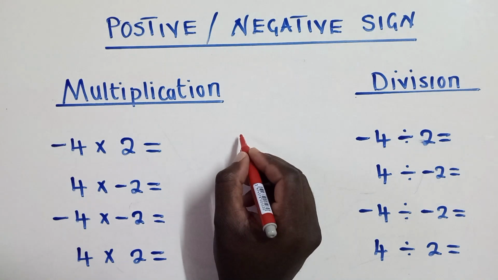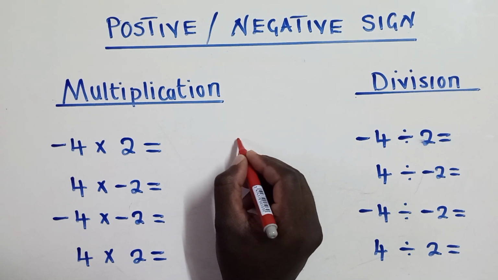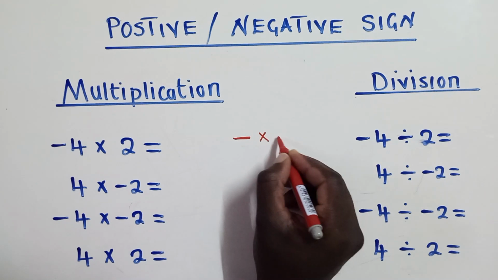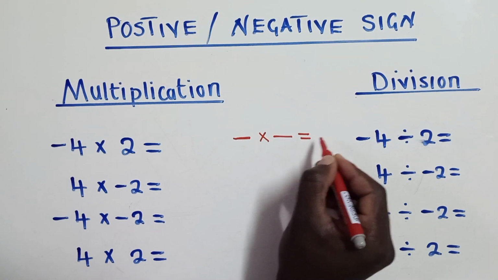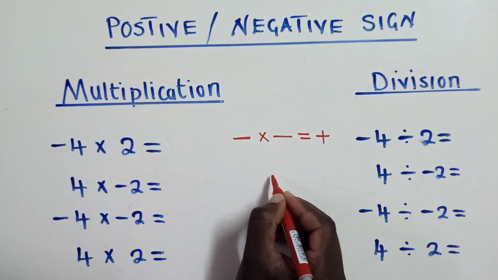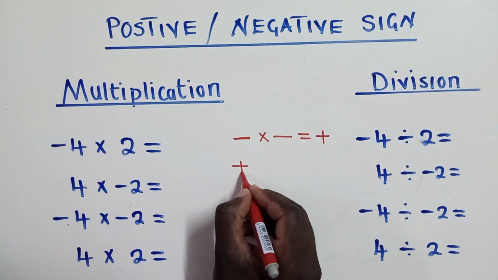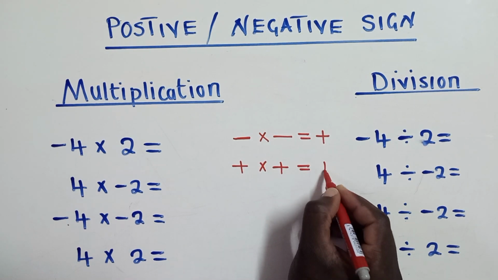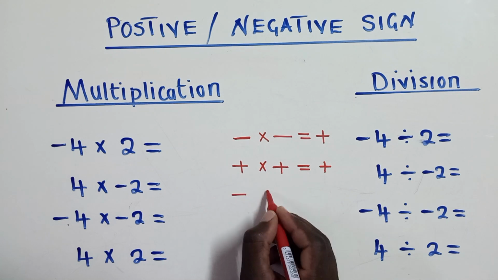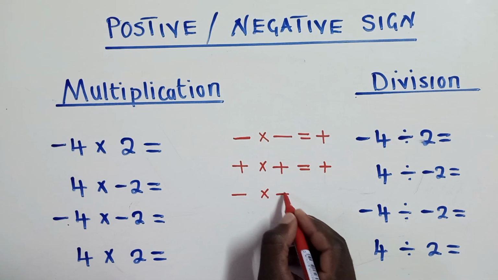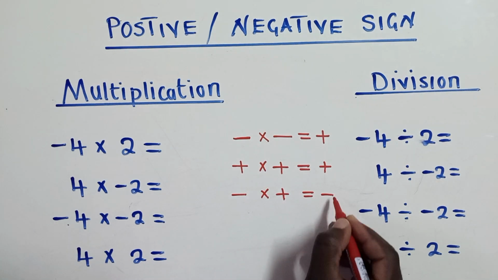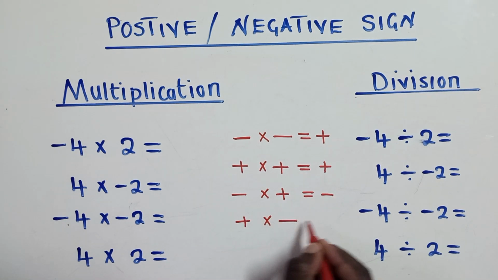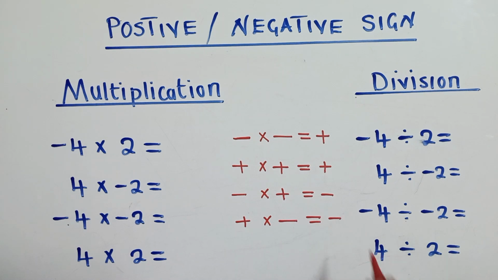There are some rules that we need to consider here. Let's say negative times negative. The answer must be a positive. Positive times a positive. The answer must be a positive. Negative times a positive. The answer must be a negative. Positive times a negative. The answer must be a negative.